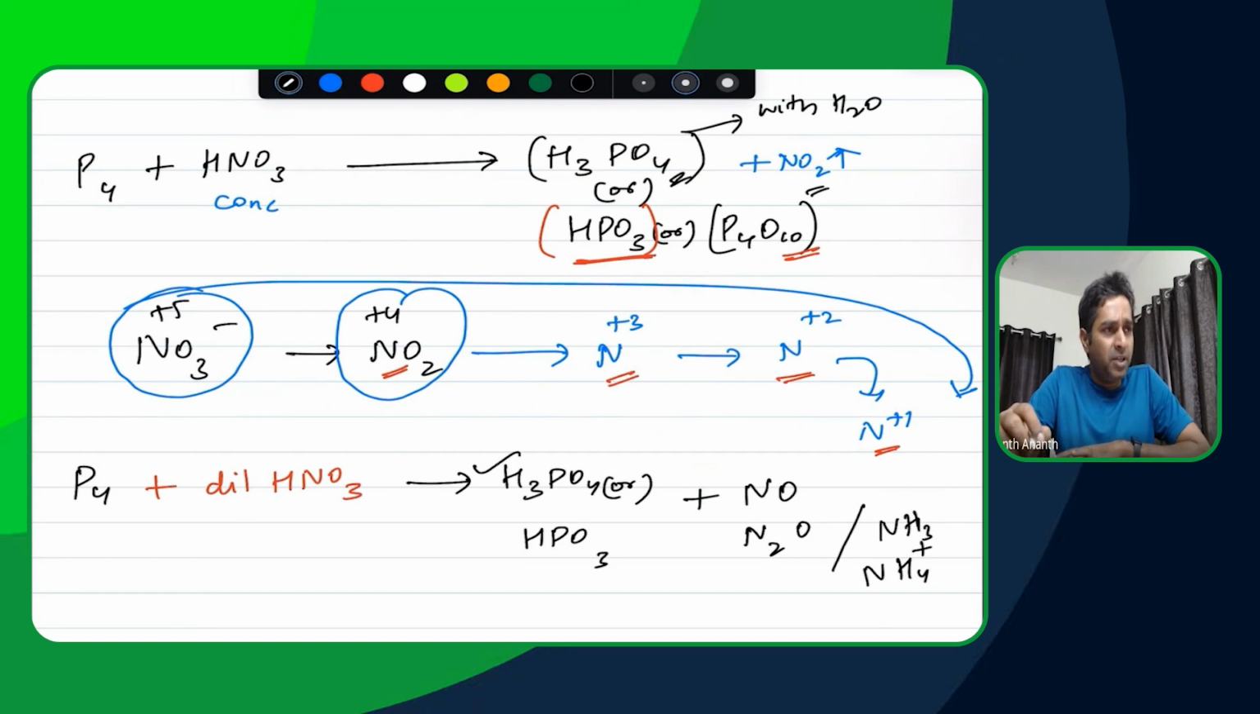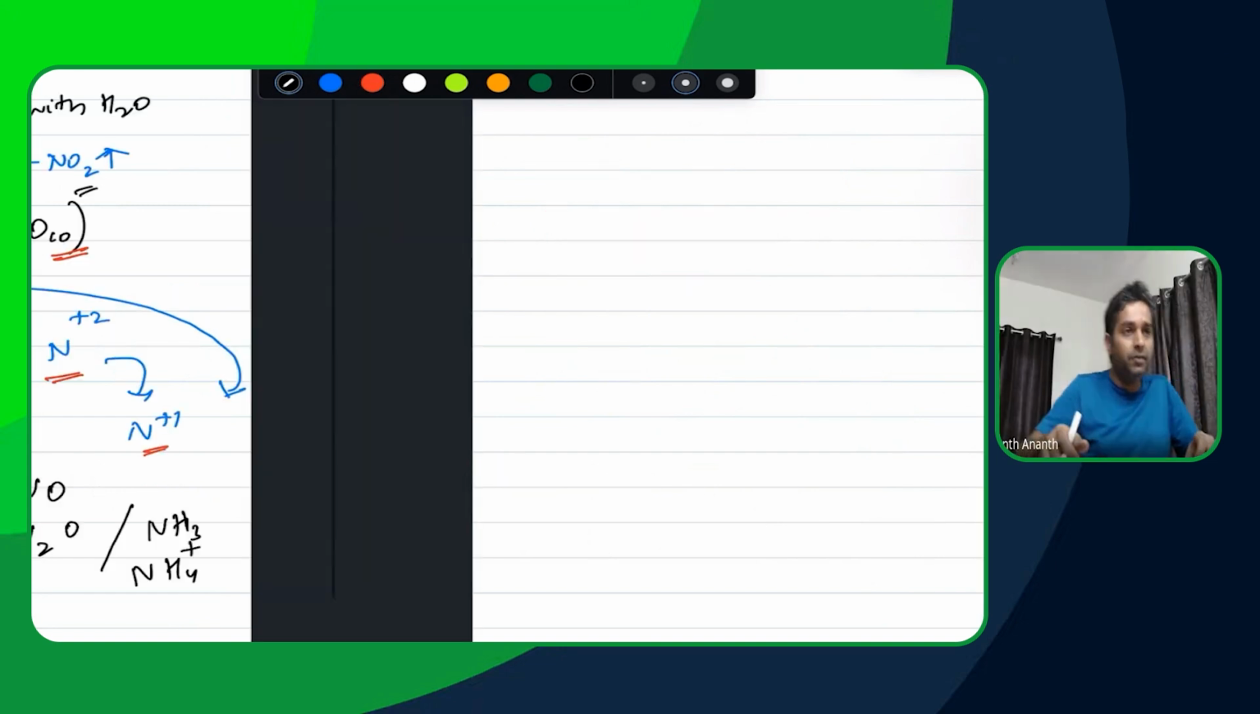You have group 15 this time, na? Yes. So let me just quickly give you this. This is basically nitric acid, not phosphorus now anymore.